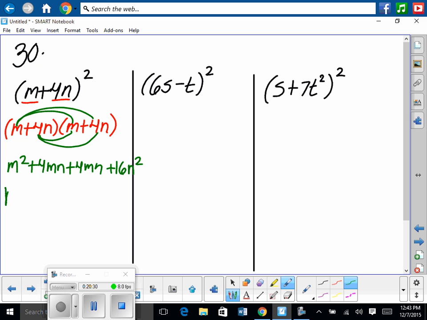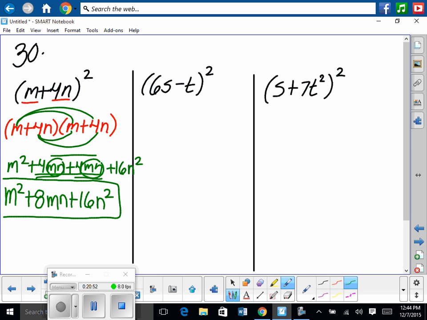So then from there, combine like terms. We have an m squared, no other m squareds. Those add up to be 8mn. Remember, you don't add your exponents here. We're adding like terms. So 4 apples plus 4 apples is 8 apples. The apple part stays the same. So we have 8mn plus 16n squared. And this would be our final answer.